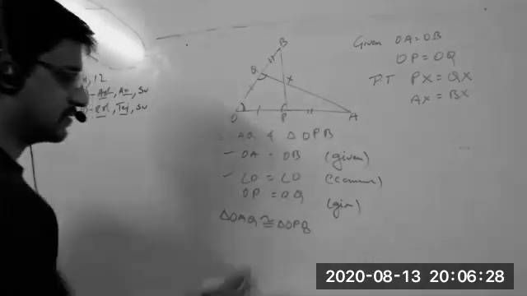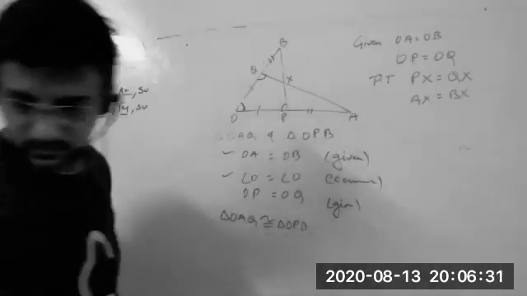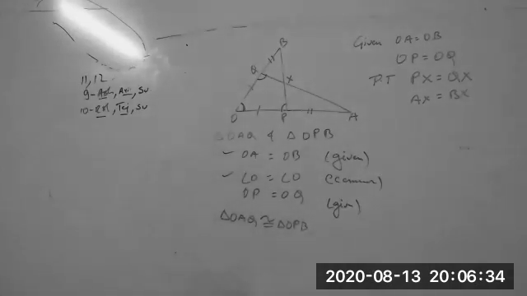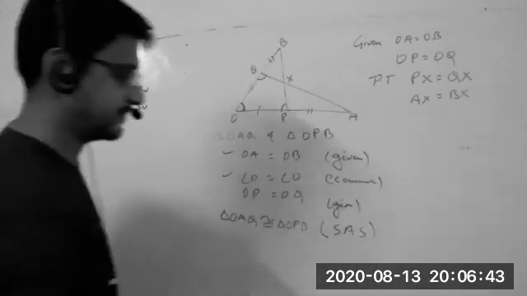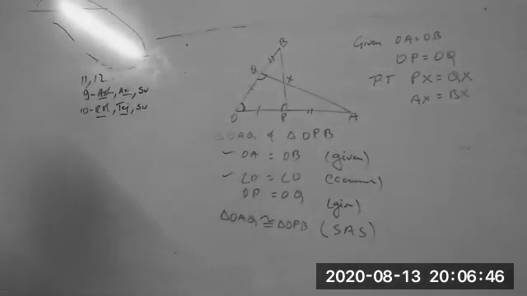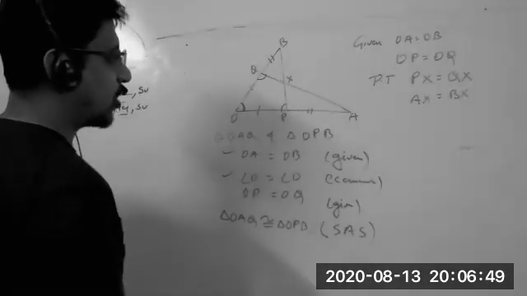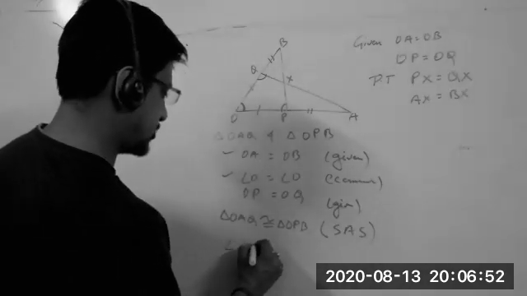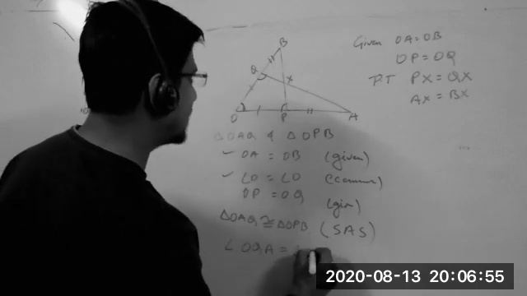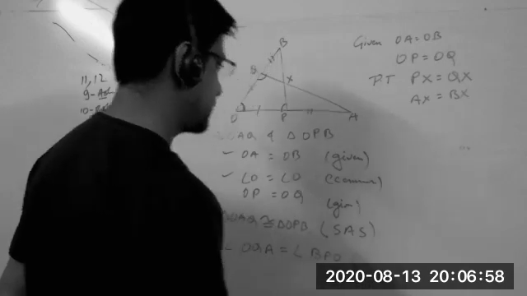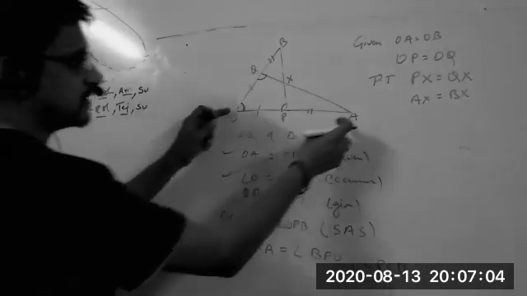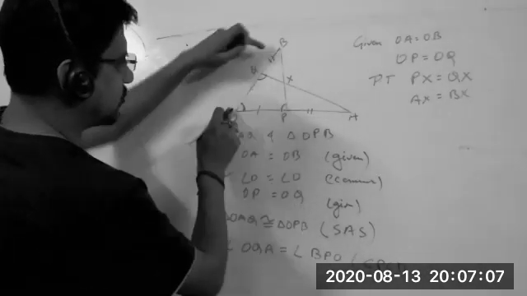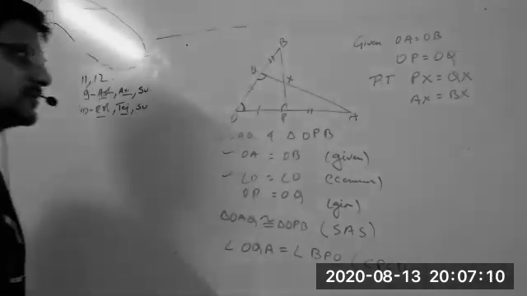Vishal, are these triangles congruent or not? Yes, sir. They're congruent by side angle side. Correct? Now, if these two triangles are congruent, can we say angle OQA is equal to angle BPO? CPCT. How? This OA in front of this is the angle. OB in front of this is the angle. So CPCT, equal.